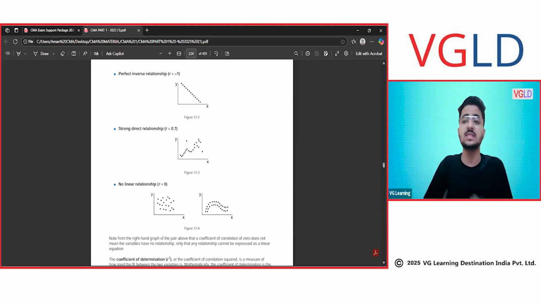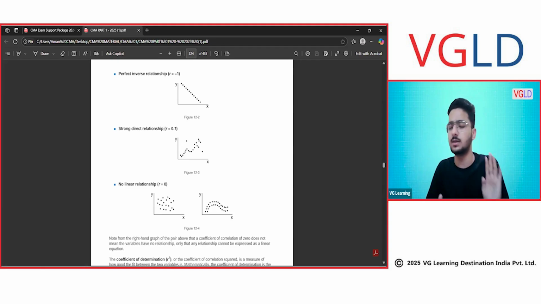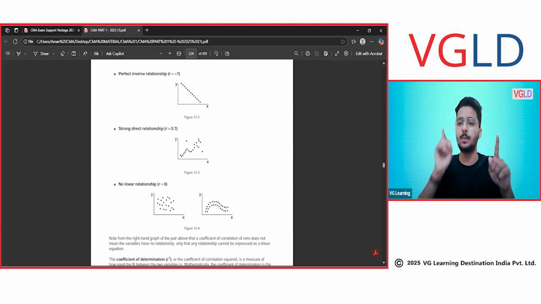If it is 0, there is no real relationship. Whether X goes up or down, Y doesn't matter. It will be there as it is, if it is equal to 0. So your R value ranges from 1 to -1.